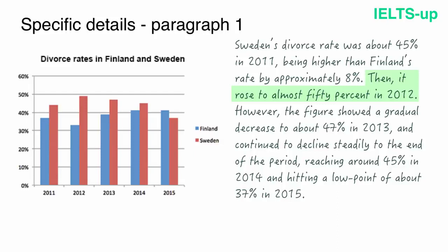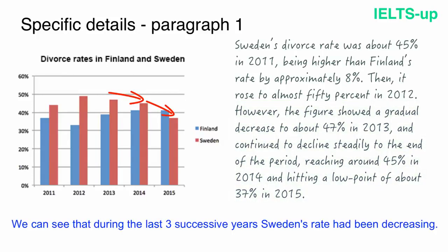You can see from the graph that in 2012, Sweden's rate became higher, so I wrote, then it rose to almost 50% in 2012. Look at how I use the word almost. The rate was very close to 50%, but it did not reach this number, so I wrote almost 50%. It is a very nice technique. And the last sentence in this paragraph is dedicated to Sweden's decreasing trend at the end of the period.